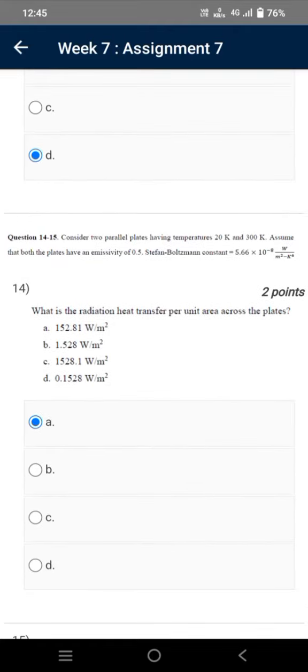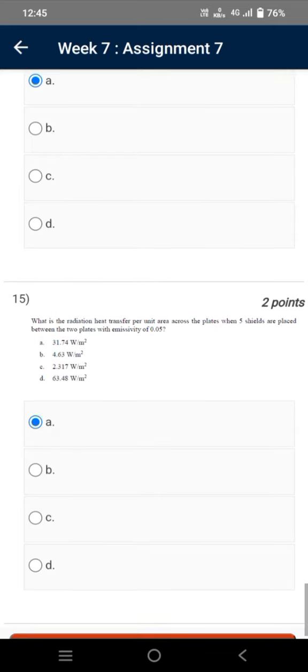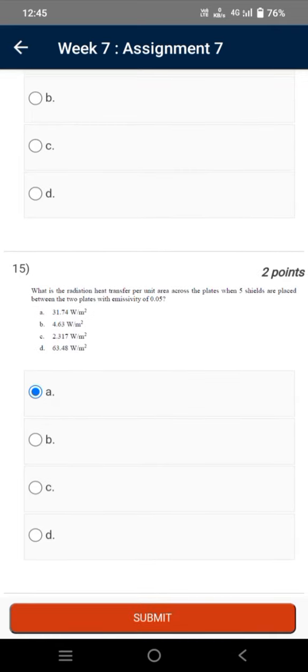Question 14th, answer will be option A. 152.81 watt per meter square. Question 15th, answer will be option A. 31.74 watt per meter square.